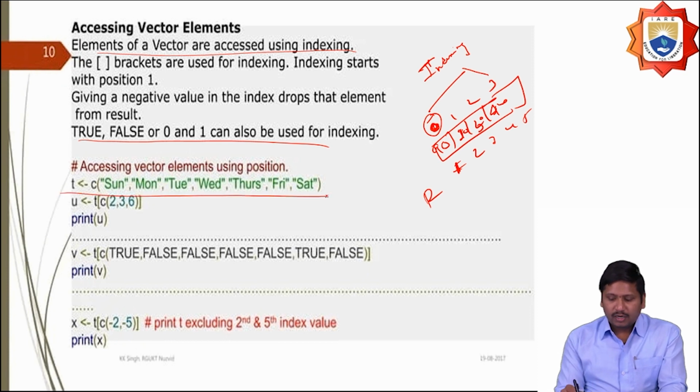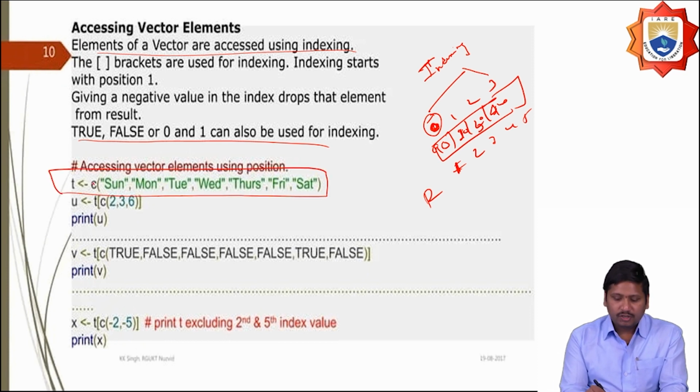Suppose this is the vector I created initially using the c function. So t is equal to c of the 7 days in a week. Suppose I want to access some elements, so what should I write? u should be another vector, t of c(2, 3, 6). So this is 1, 2, 3, 4, 5, 6 and 7. So 2 means Monday, Tuesday and Friday. These values are going to be the output here.